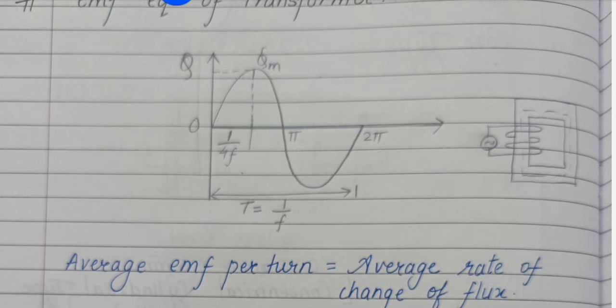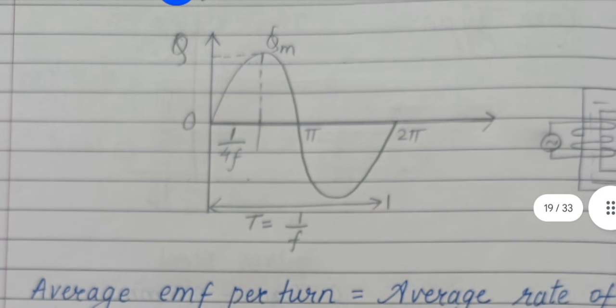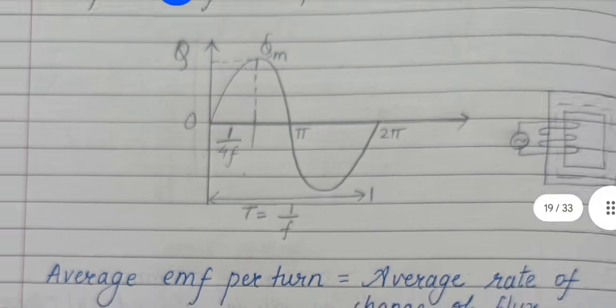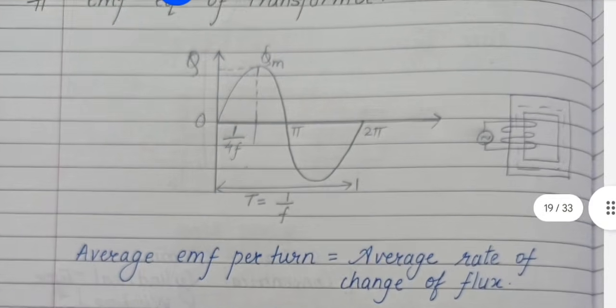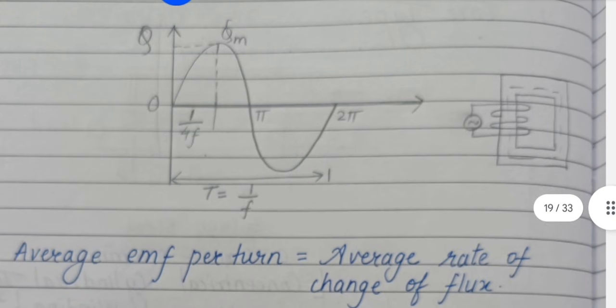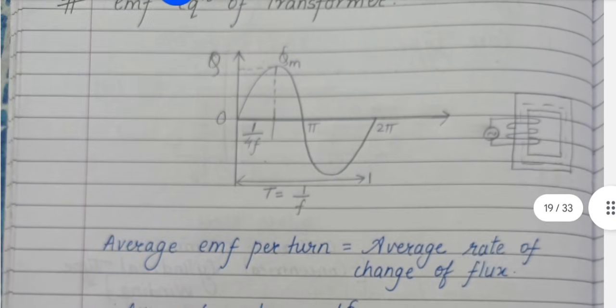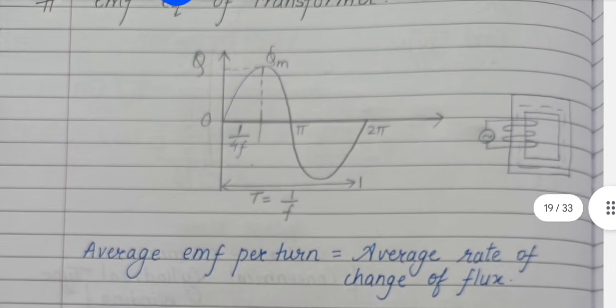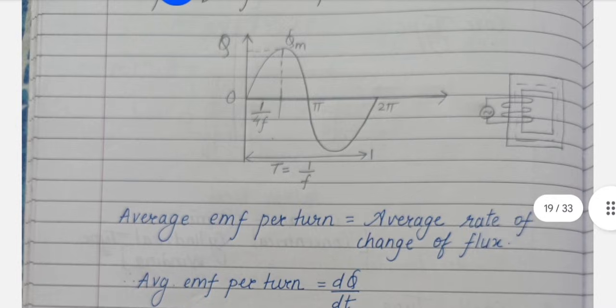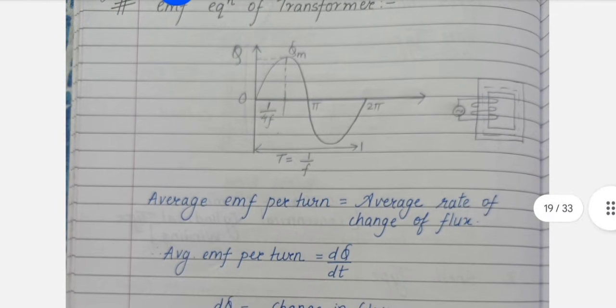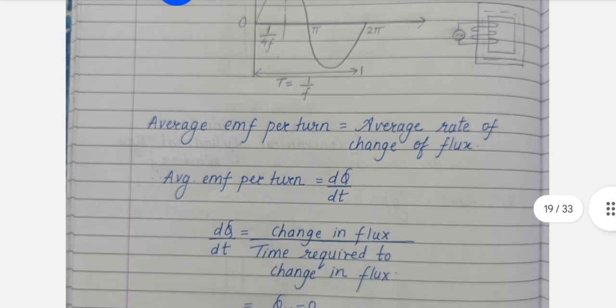So for the 25% part of it, as you can see, it is 1 by 4f, only this much you have to consider. And if you have time, you can draw this transformer diagram also on the side of the EMF equation, okay. Then what you have to do, you have to consider average EMF per turn. So what will be the average EMF per turn? It will be equal to average rate of change of flux, okay.